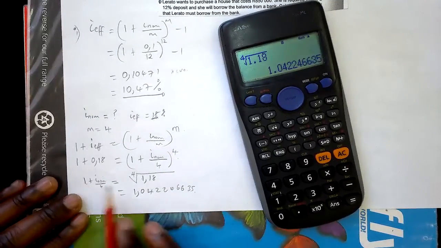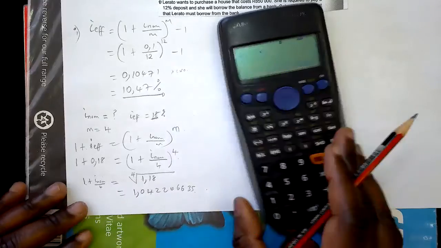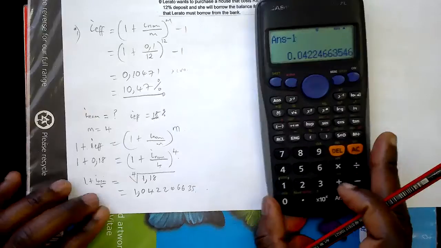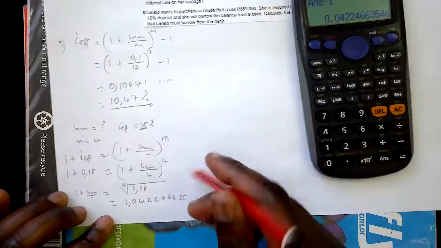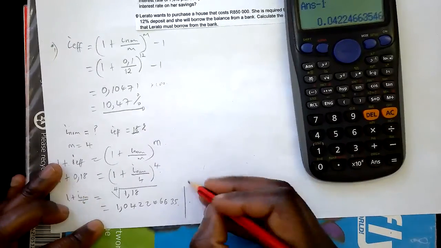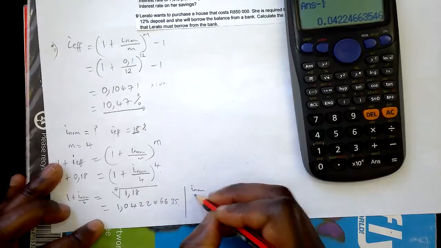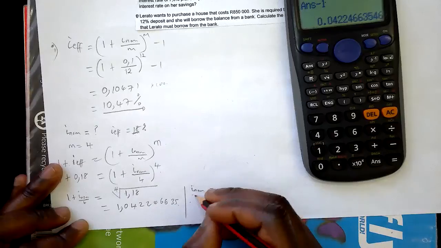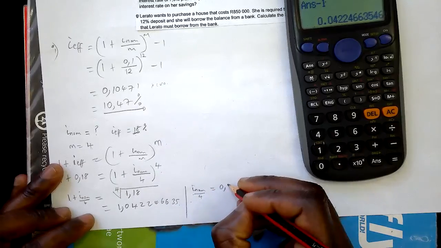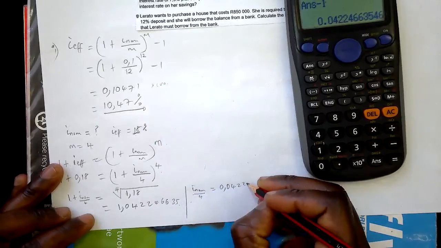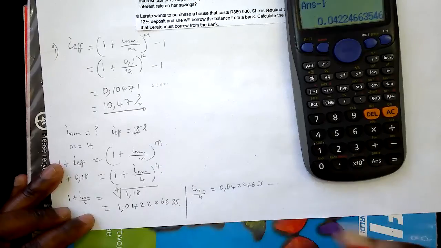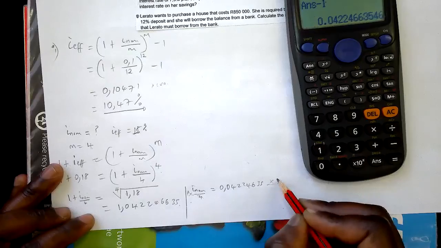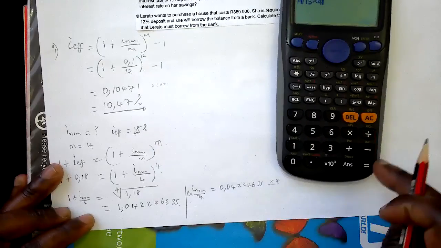Now we're going to minus 1 on that side. What do we get? We get 0.042. So it means that our I nominal over 4 is equal to 0.0422463 and it goes on like that. But now we're going to multiply both sides by 4 to remove the 4 there. So we're going to say times 4. What do we get?